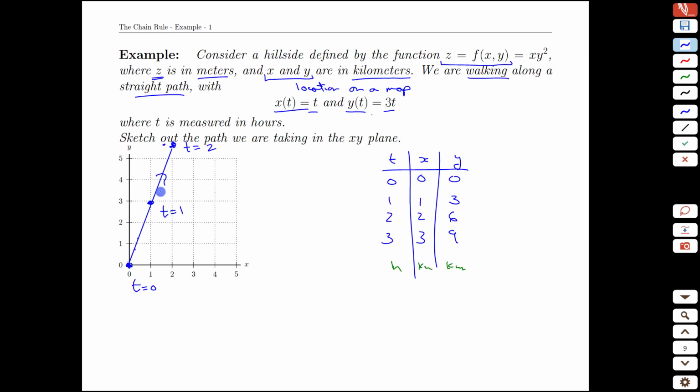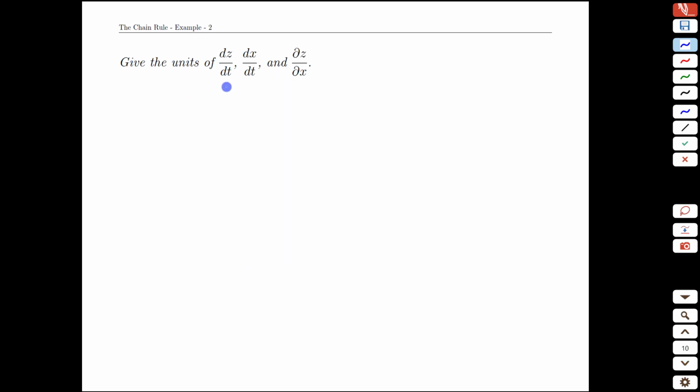Now, a natural question to ask next is, if this is a map and there's actually a hillside over top of this region, well, how quickly are we moving uphill or downhill? And that is captured perfectly by dz dt. That's the rate of uphill or downhill movement. And the units of it are just the units of z, which is meters, and time, which is hours.